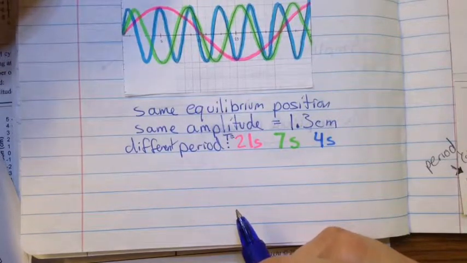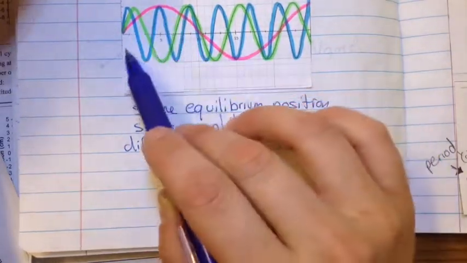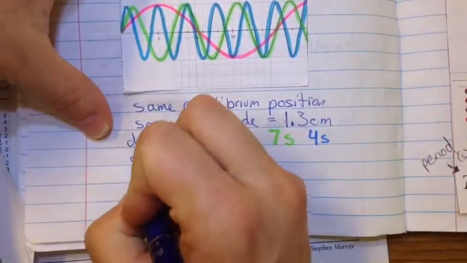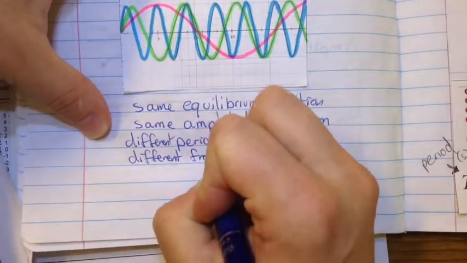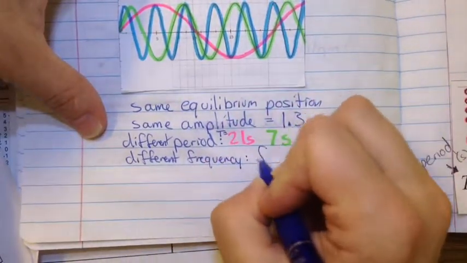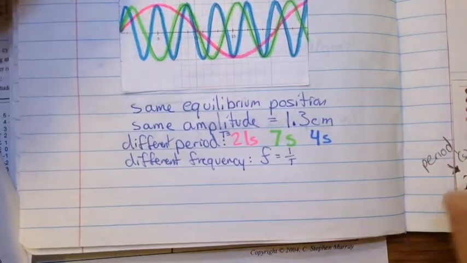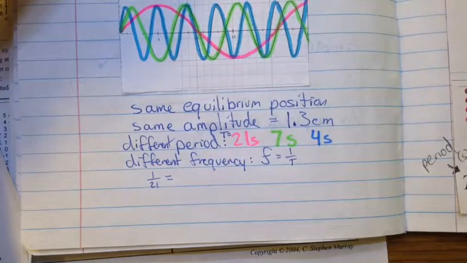Frequency is how many waves happen in a second, how many cycles happen in 1 second. So, how many cycles happen in 1 second? Is that going to be the same or different for each of these waves? It's going to be different. To calculate the frequency, we're going to use the formula 1 over T. So 1 divided by 21, you'll need a calculator to do that.